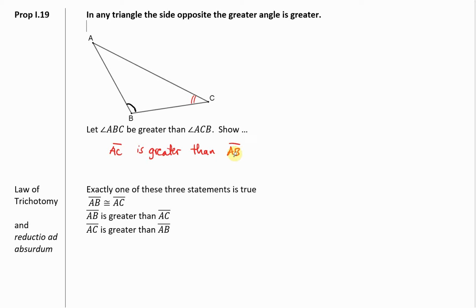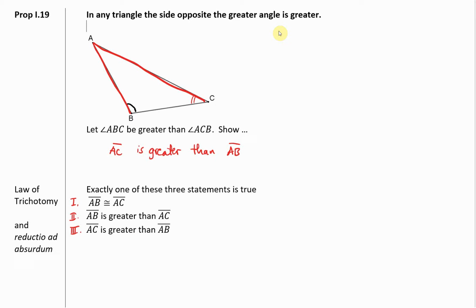And in this proof, we are also going to use something called the law of trichotomy, and something we've already learned and used a little bit, reductio ad absurdum. So the law of trichotomy says there are three statements, and only one of them can be true. Either AB and AC are exactly equal. So these are the two line segments that we're concerning ourselves with. Either the two line segments here are equal to each other, or AB is the greater one, or AC is the greater one. So one of these three things has to be true. Either one is bigger, or the other is bigger, or they're both equal. These three statements are mutually exclusive of each other. I'm going to label them 1, 2, and 3.